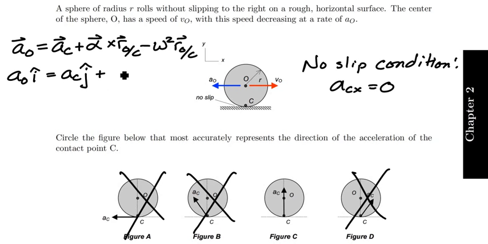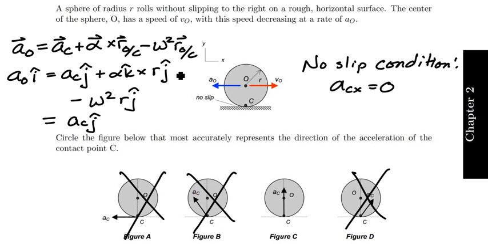Alpha, in this case, we can write as simply being an unknown value alpha in the K. I cross that with position O with respect to C, which is R in the J, and then I subtract off from that omega squared times R of O with respect to C, which is the distance R in the J. If I work on the right-hand side of this a bit, I'm going to end up with AC in the J. K cross J is going to give me an I component, and in particular minus I, so I'll have minus alpha R in the I, minus omega squared times R in the J.